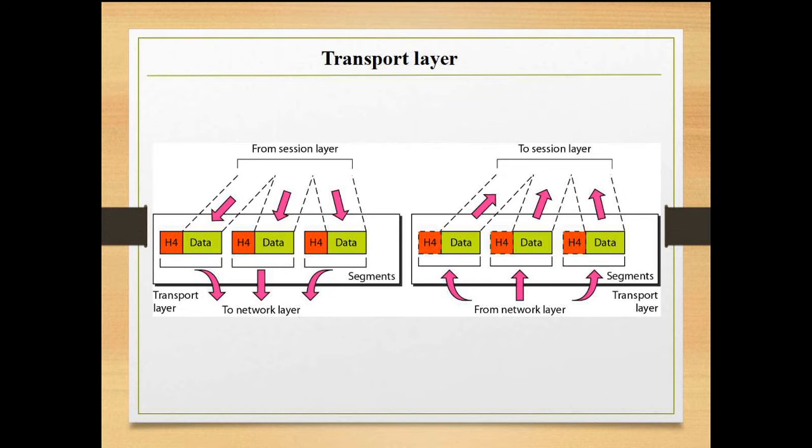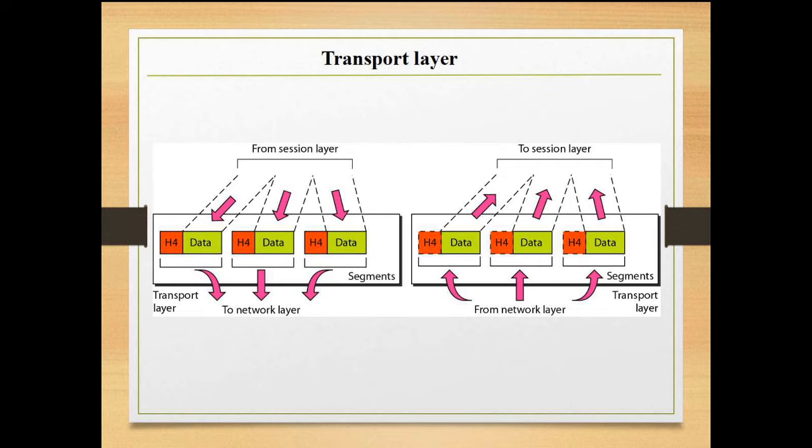The transport layer is responsible for process-to-process delivery of the entire message. A process is an application program running on a host. We have seen that the network layer oversees source to destination delivery of individual packets, but it does not recognize any relationship between those packets. It treats each one independently, as though each piece belonged to a separate message.